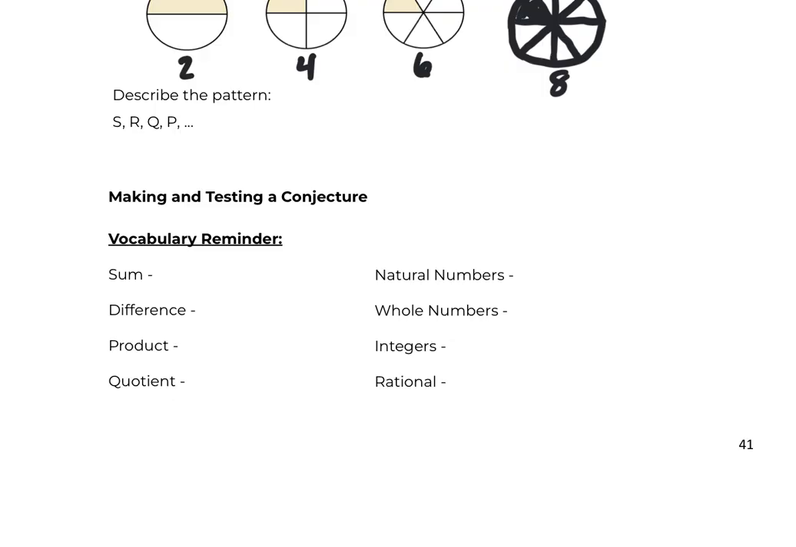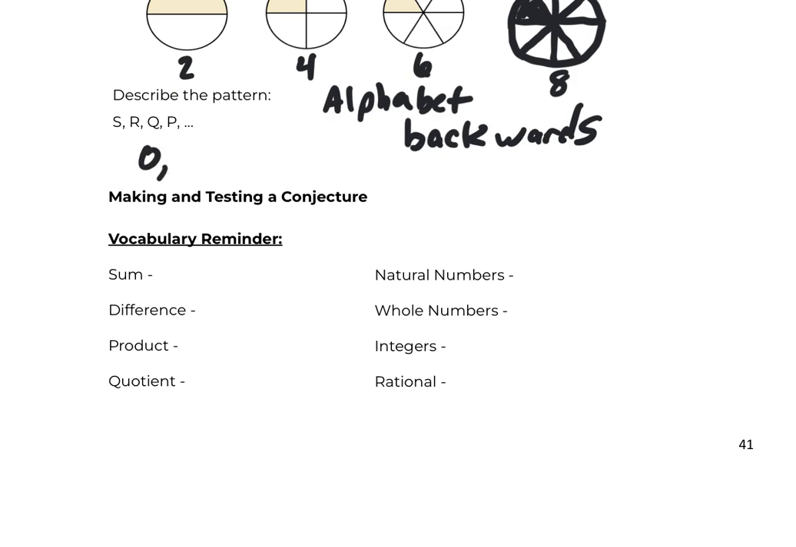Good, absolutely. Okay. It's the alphabet backwards. Okay, what comes before P? O. And what comes before O? N. Okay. And I could keep going if I need to, but those would be the next 2 in this sequence. Alphabet going backwards.